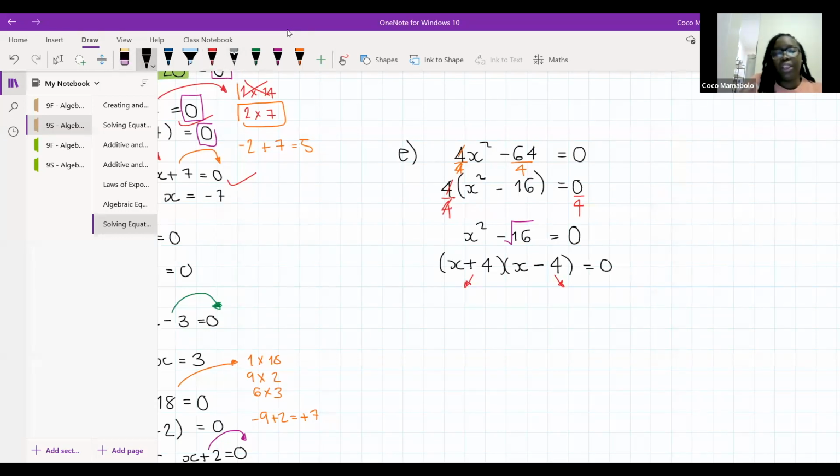So now we're going to say x plus 4 equals 0, or x minus 4 equals 0. Good. Therefore, x is equal to -4, not and, but or, x is equal to positive 4. That's it. Beautiful stuff.